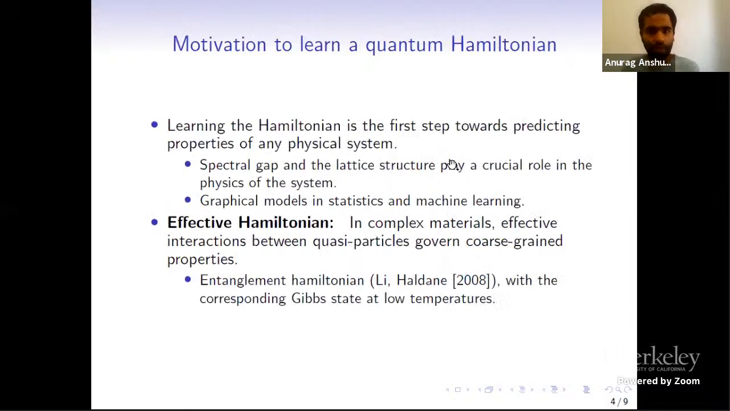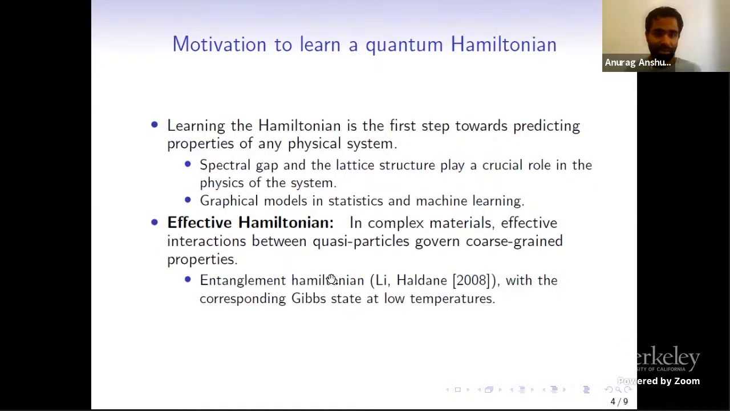There are several motivations why one wants to solve this problem. Very broadly, learning the Hamiltonian is the first step towards predicting properties of a physical system. Things like the spectral gap of a Hamiltonian, the structure of the lattice, and so on, play a very important role in the physics of the system. Also in statistical machine learning, graphical models are very important objects, which are the classical analogs of this problem, and they're very widely studied. In very complex materials, there's something known as an effective Hamiltonian, which governs the interaction between coarse-grained particles. And they can be very hard to understand unless one really tries to learn them.